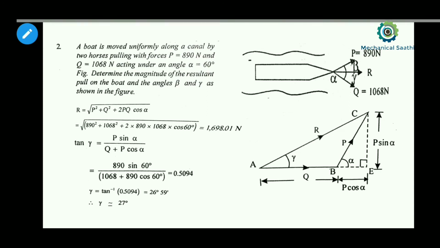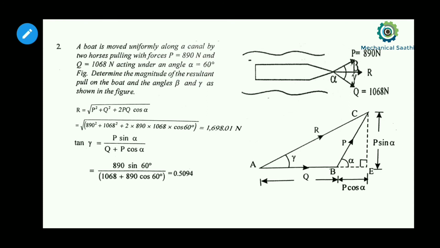Then let us put all these values over here. P is 890 Newton, Q was 1068 Newton, and alpha is given to us, that is 60 degree. After putting all these values, we can find the value of tan gamma as 0.5094.